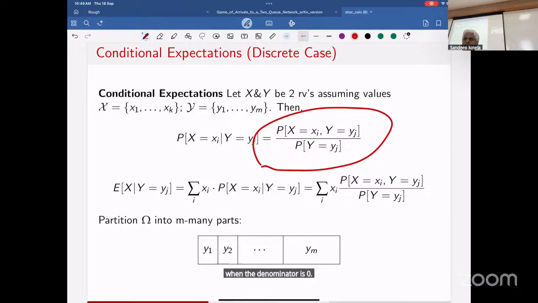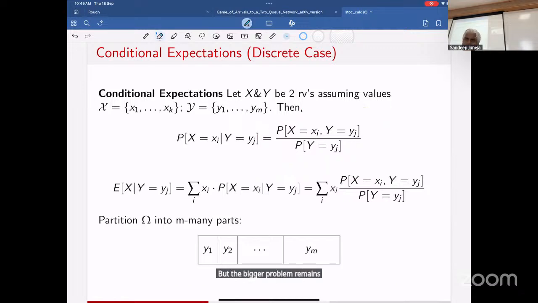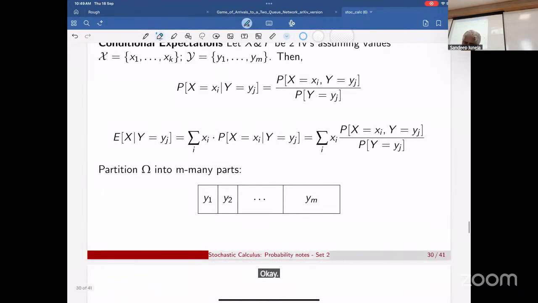Say, in continuous variables, right? In continuous variables, you've seen the formula with joint density functions and conditional density functions. We'll come to that later. But the bigger problem remains because we are going beyond continuous variables and beyond discrete variables.